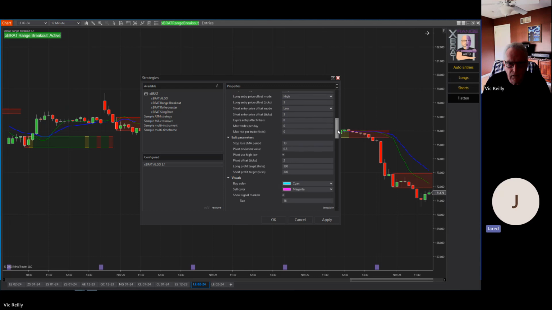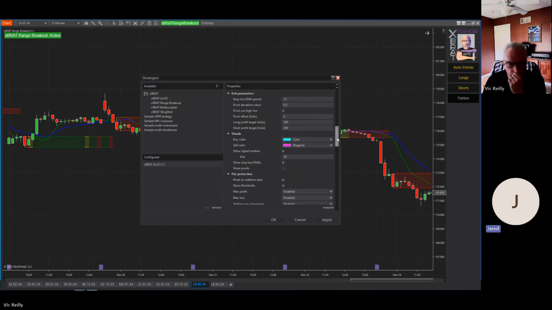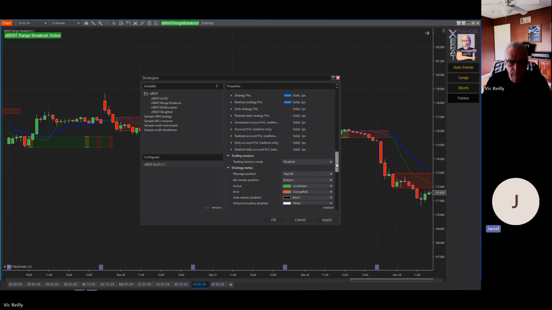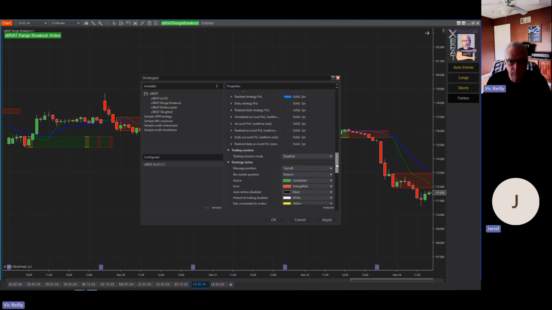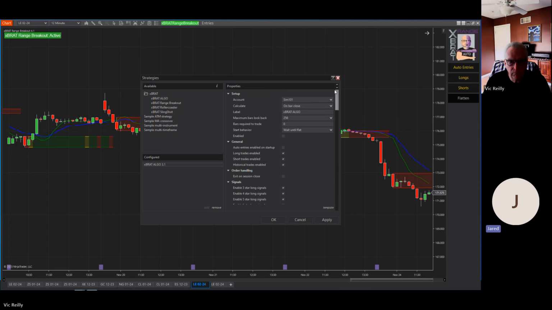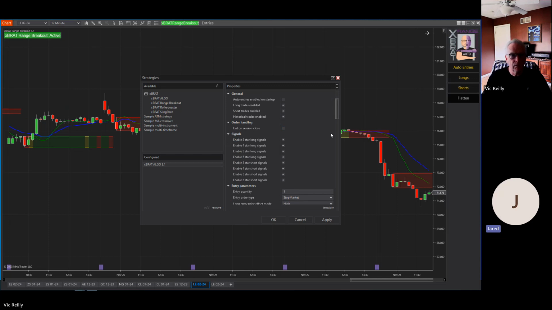And I assume that other than the underlying decision making, like range breakout has range breakout rules for entry, the xBrat algo will follow. But the basic trade management parts of this are the same in all of the algos, or all of the strategies. That's correct. Okay. So yeah, the indicators part of this, and the xBrat or the roller coaster, etc., are part of it.